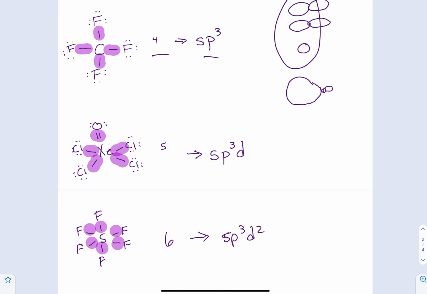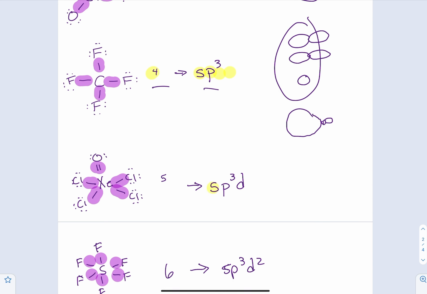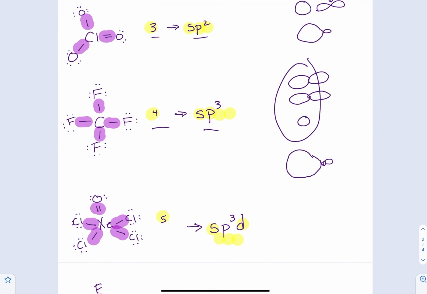I also have an easy shortcut way of remembering this. You've got a total of 1, 2 letters in sp, and that's 2 regions. This one, sp2, has a total of 1, 2, and notice there's 2 P's, so that has 3. This one has 1, and it has 3 P's. 1, 2, 3, which is a total of 4 regions. This has 1, 2, 3, 4, 5. So you see the trend. If you count the total number of letters, it matches your number of regions.